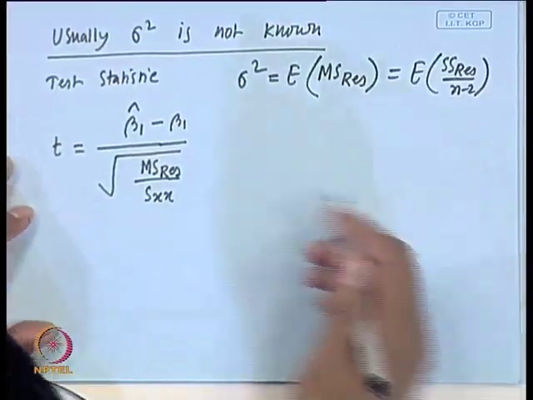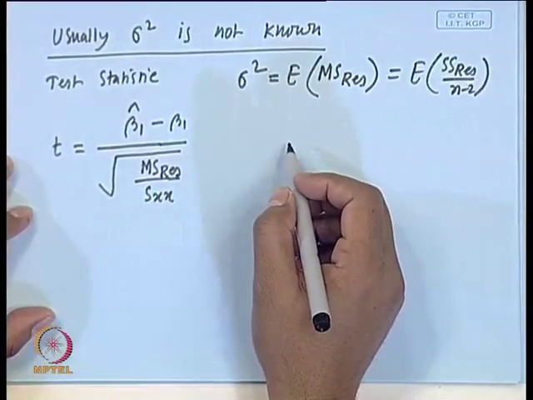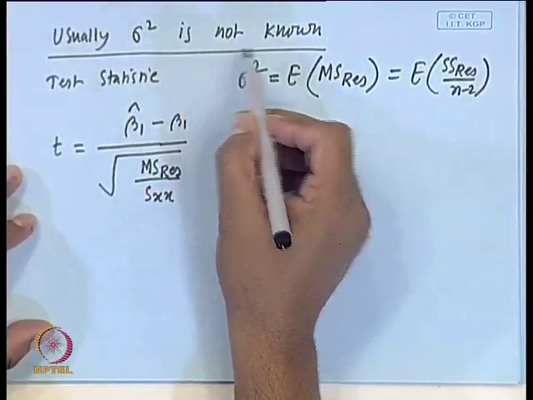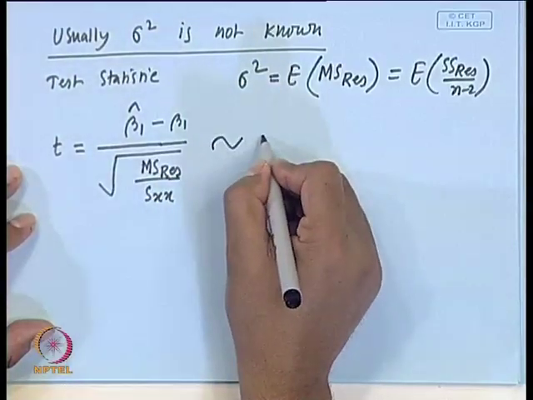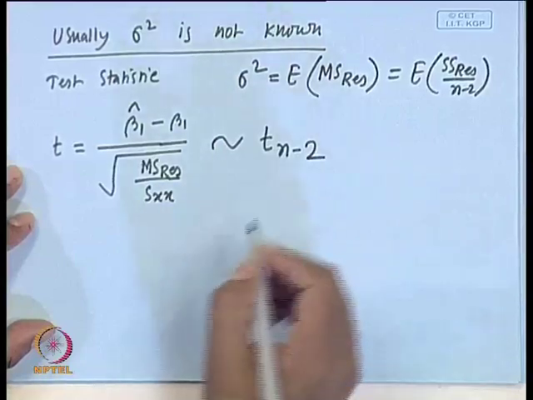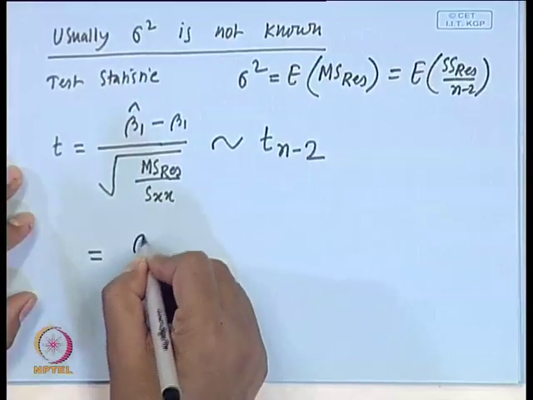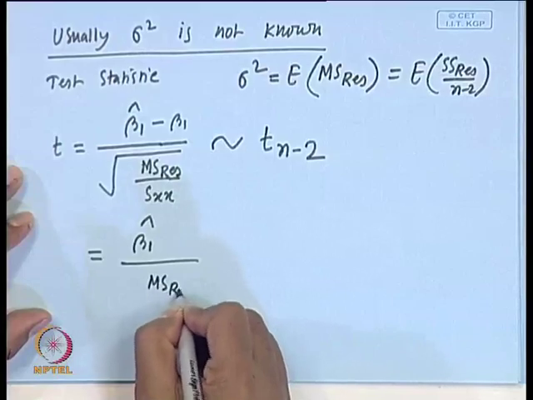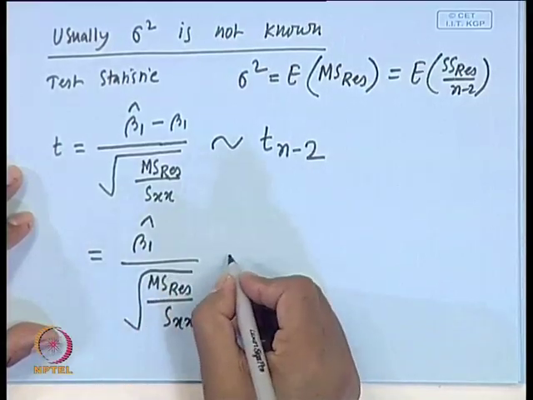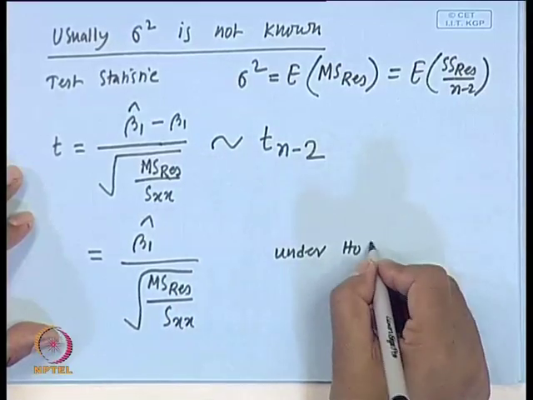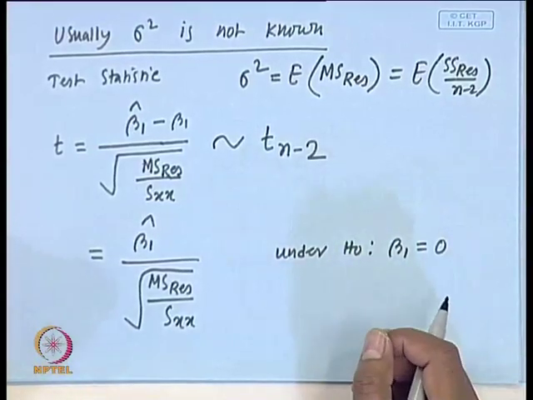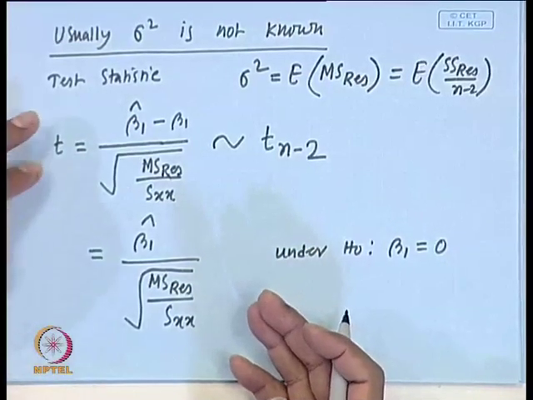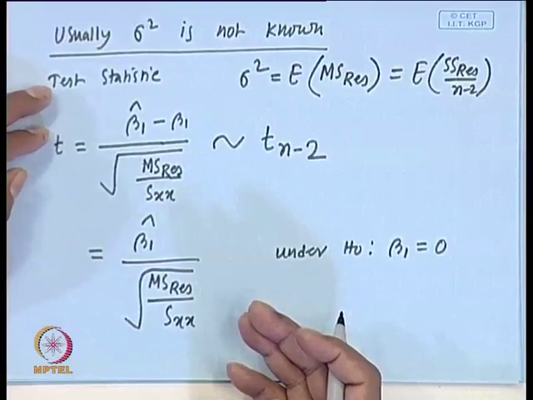So, when we are talking about testing the hypothesis beta 1 equal to 0 against the alternative hypothesis beta 1 not equal to 0, and we are considering the case that sigma square is not known, what basically I did here is that I replaced the sigma square by MS residual, and we proved that this follows t n minus 2, and this t is equal to beta 1 hat by root of MS residual by S x x under H naught. Under H naught beta 1 is equal to 0. I am expecting that you know testing of hypothesis well, and now we know the distribution of the test statistic, and this is a two sided test.